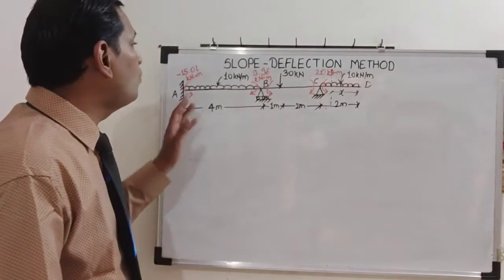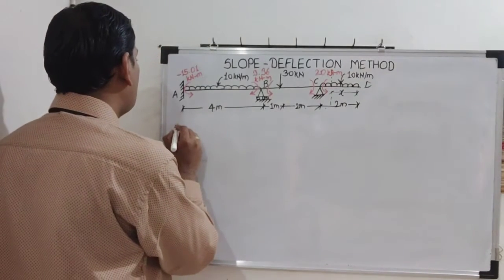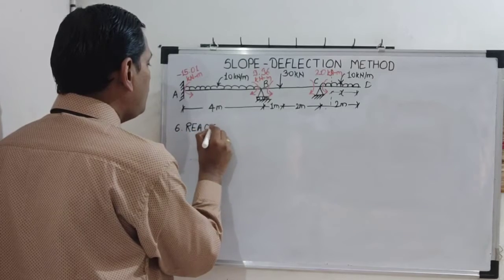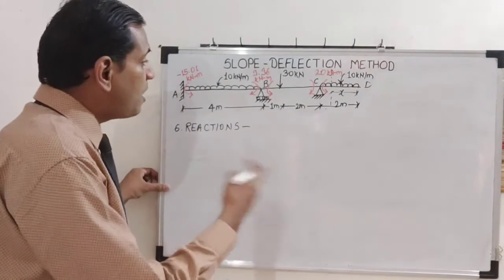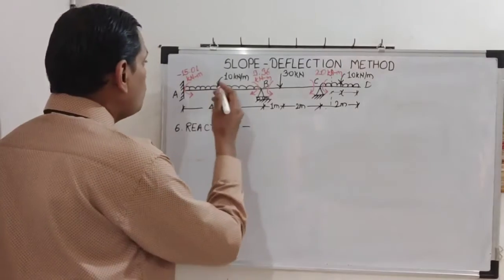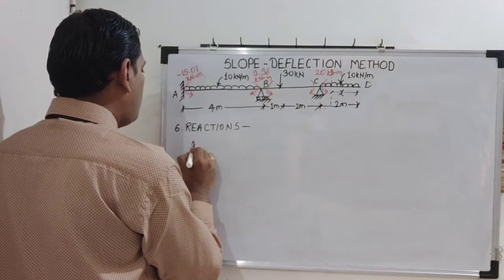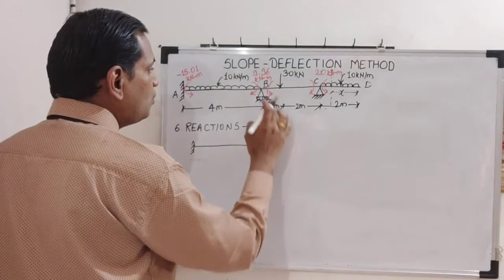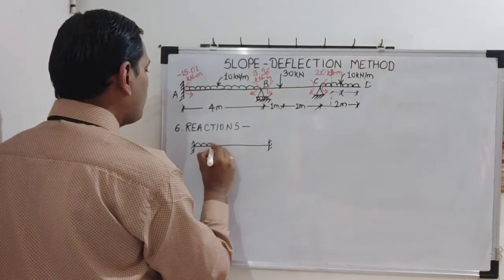So after finding moments, we will now find reactions. So our next step will be finding out reactions. Okay. So how to get reactions? Take free body diagram for each part and show final moments, external loading, and then apply conditions of equilibrium. So joint B is an internal joint, so I am going to assume fixed one.